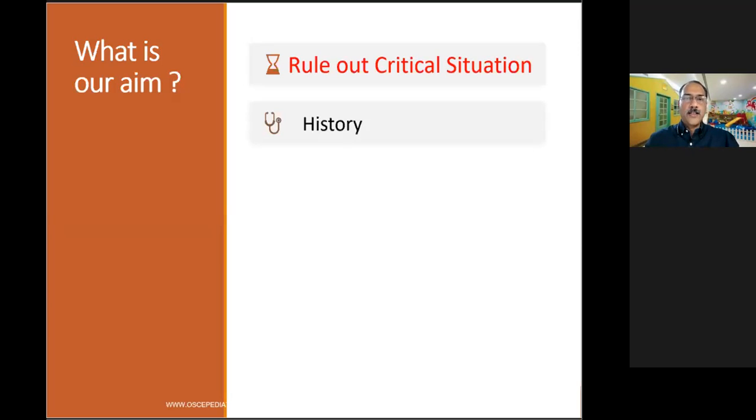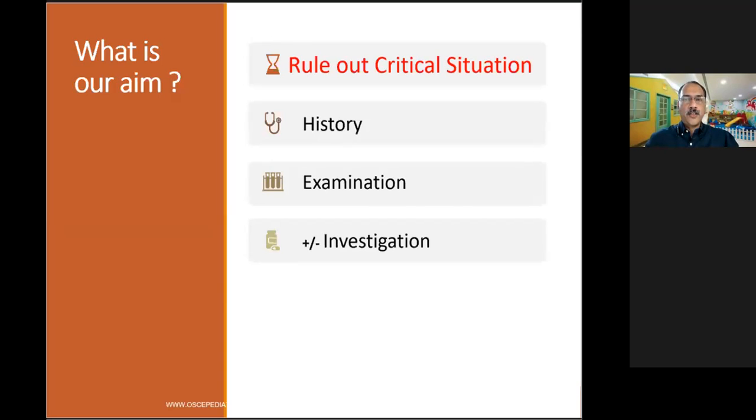The second part is that we take a relevant focused history, we perform a focused examination, and we decide whether we need to do any investigations or not. Finally, we decide to treat the patient. When we say treat, we can either give symptomatic treatment, or if we have a confirmed diagnosis, then we treat the problem completely. And finally, we must counsel the patient. All these together we would put under patient care.